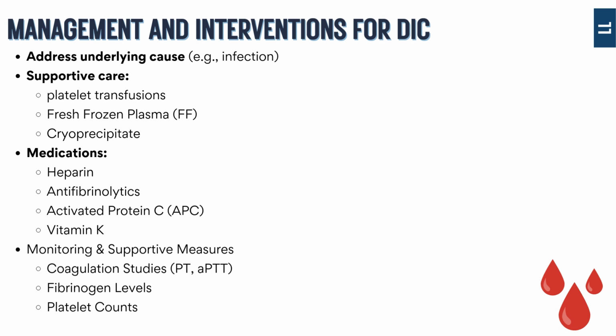I'm sorry, the screen says FF. It's FFP. Fresh frozen plasma contains essential clotting factors, and it's used to replenish those depleted by the continuous clotting in DIC. FFP transfusions can help restore coagulation factor levels, helping to stabilize the bleeding. Another thing that we might give is cryoprecipitate, which is used more for patients whose fibrinogen levels are low. It's rich in fibrinogen and factors 8 and 13, I think it is, yes, which are vital to clot formation.